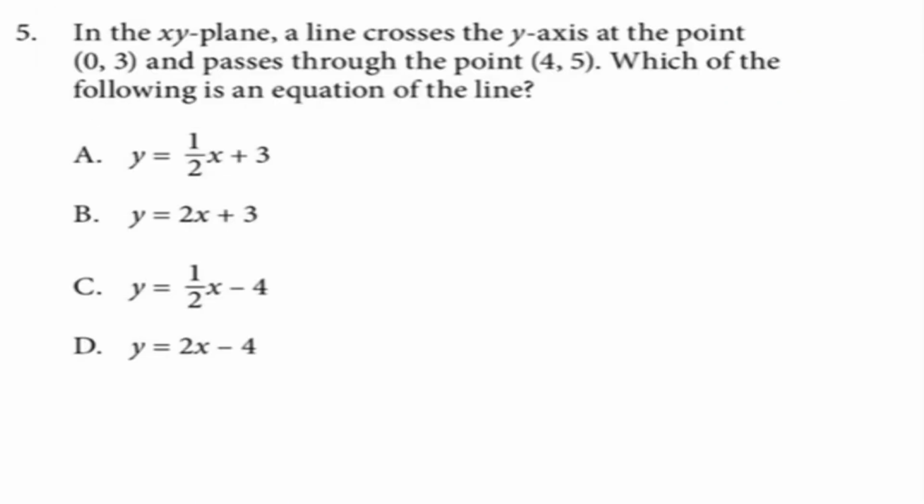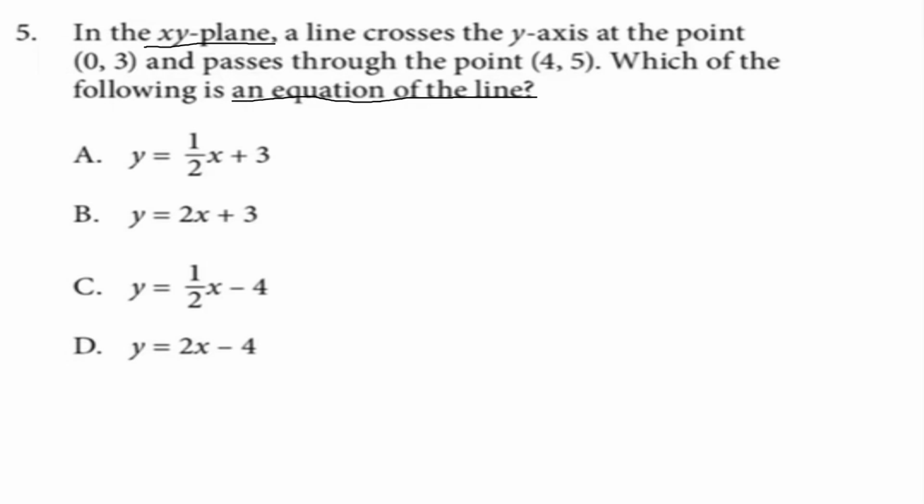All right. And question number 5 is asking us, in the XY plane, a line crosses the x-axis at the point (0, 3) and passes through the point (4, 5). Which of the following is an equation of the line? So when I see this, some things get my ears perking. I see there's going to be an XY plane. And I also see that we need to find the equation of a line.